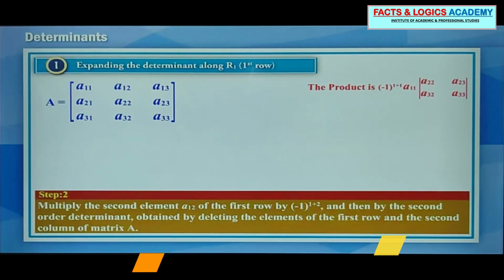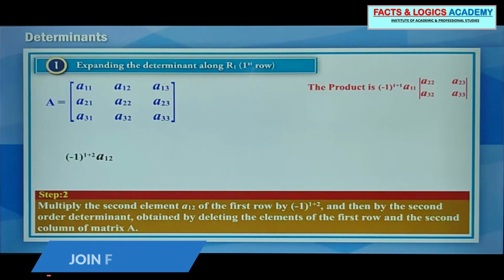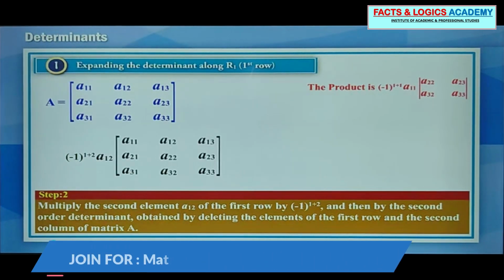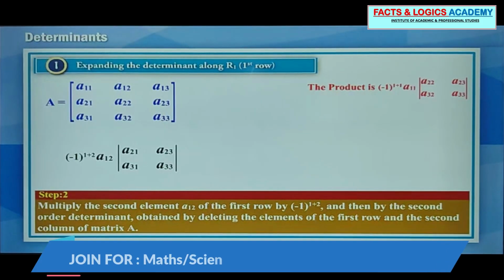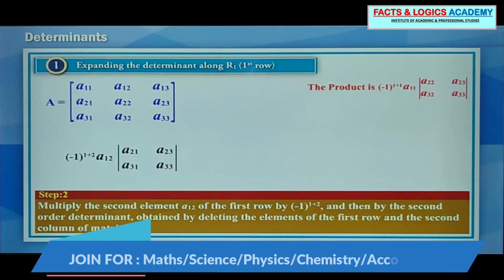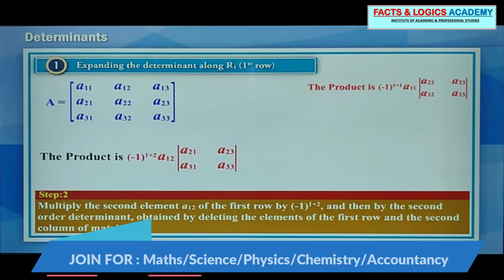In step 2, we multiply the second element A12 of the first row by minus 1 raised to the power of 1 plus 2, where 1 plus 2 is the sum of the suffixes of A12, and then by the second order determinant obtained by deleting the elements of the first row and the second column of matrix A. This is because A12 lies in the first row and the second column. The product is as shown.